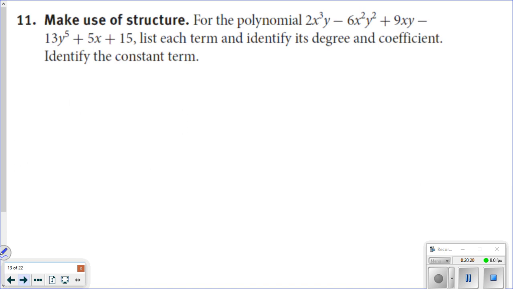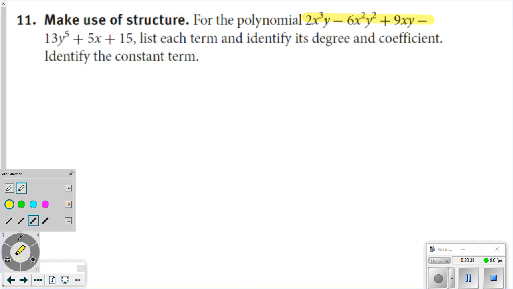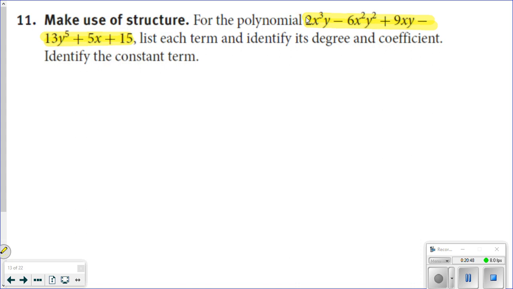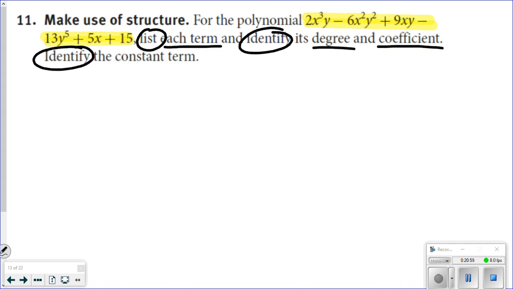All right, let's do question 11. For this polynomial, and it's a really long one, how many total terms are there here? 6 terms. We need to list each term, identify the degree of the term and the coefficient, and then we're going to identify our constant term. You should have enough room under question 11. If not, use the My Notes section of your book, and I want you to list them vertically, just like I do.